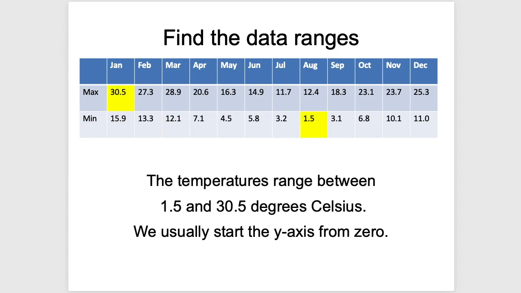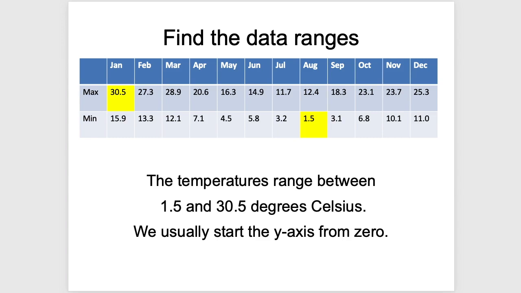For the temperatures themselves, they have a range between 1.5 degrees Celsius and 30.5, but we'll start the y-axis from 0. The temperature goes on the y-axis because the temperature depends on the time of year and not the other way around.